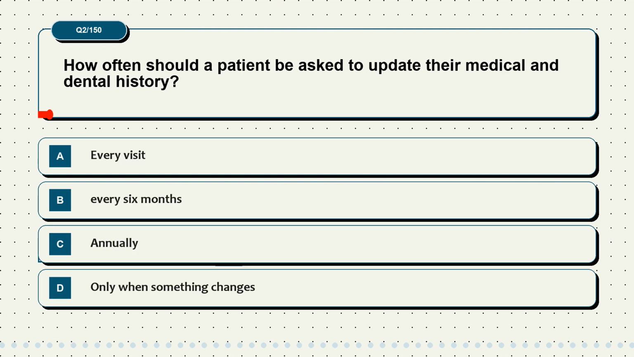Question 2. How often should a patient be asked to update their medical and dental history? Here are the options. Option A. Every visit. Option B. Every 6 months. Option C. Annually. Option D. Only when something changes.